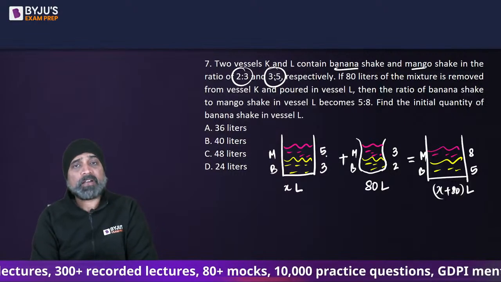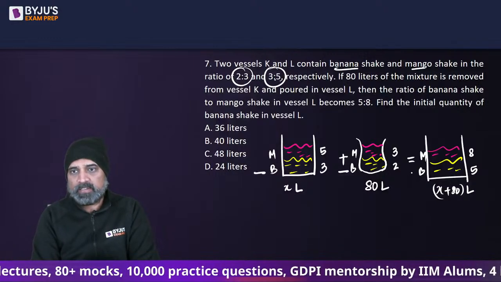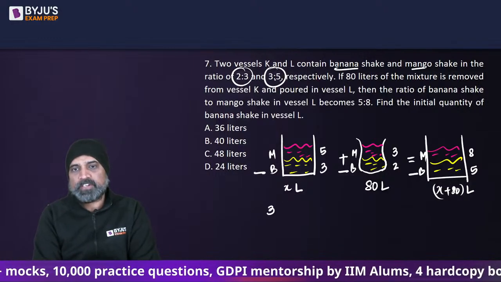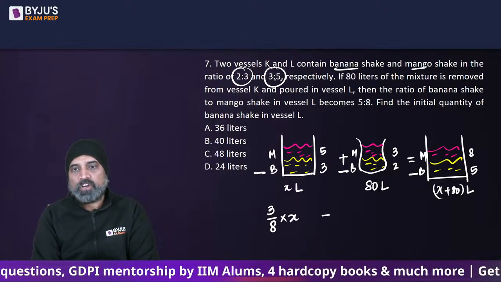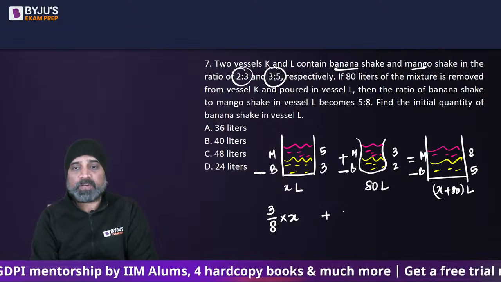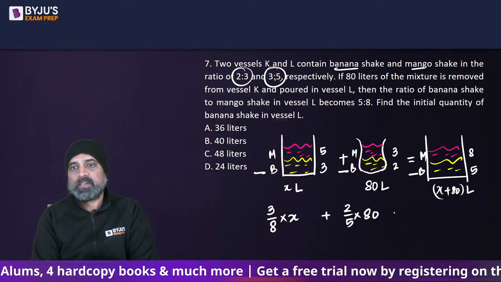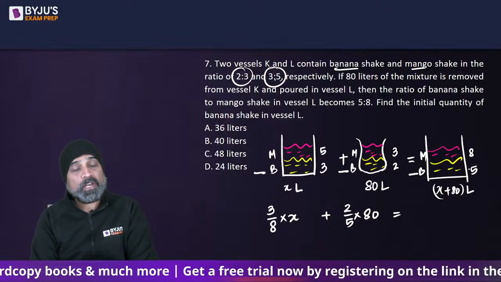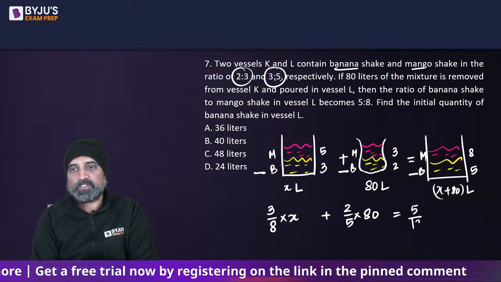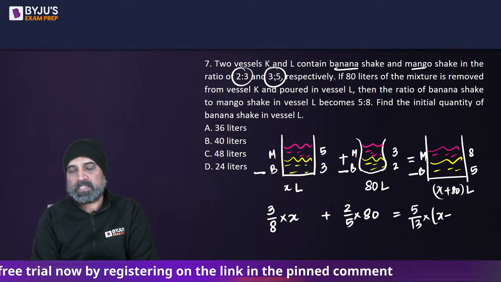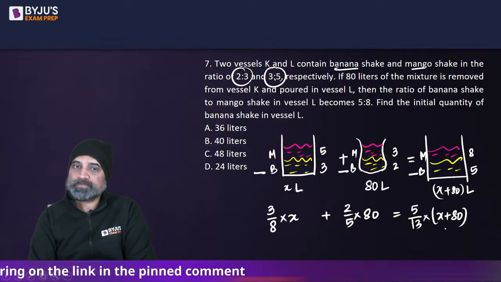How much of mango or banana do we have? Let's select banana. How much of banana do we have initially? We have 3/8 of X liters. How much of banana do we have in the next one? We have 2/5 of 80 liters. And how much of banana are we going to have eventually? This is going to be 5/13 of X plus 80 liters. We need to find the value of X from here, right?